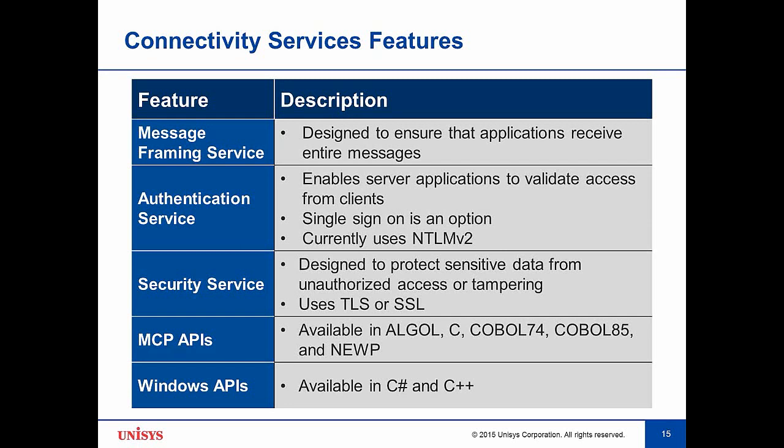There's a security service that will use Transport Layer Security or SSL, and it's designed to protect sensitive data from unauthorized access and tampering while it's going across the interconnect. APIs to Connectivity Services on the MCP side are available to ALGOL, C, COBOL 74, COBOL 85, and NUP applications. And on the Windows side, they're available in C# and in C++.